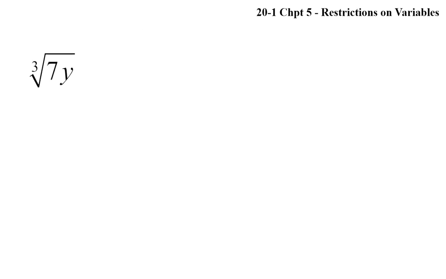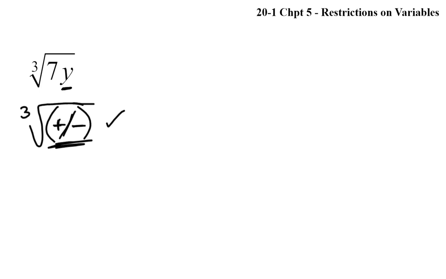So if we took a look at another one, cube root of 7y. Well, because it's a cube root, we could have a positive or negative radicand. They're both okay in this case. Well, if we could have a positive or a negative, what could our y be? Well, y could be anything because a positive y is okay. But in this case, a negative y is also okay because we showed you just a minute and a half ago that a cube root of a negative is fine.